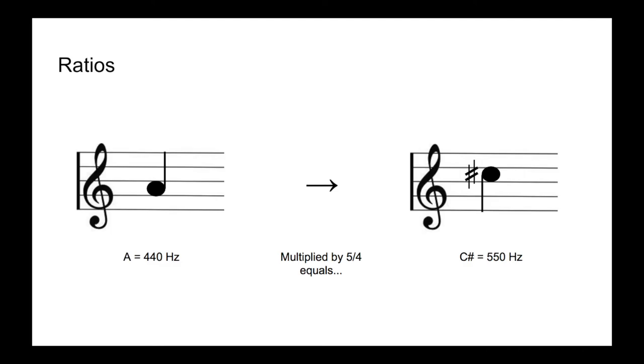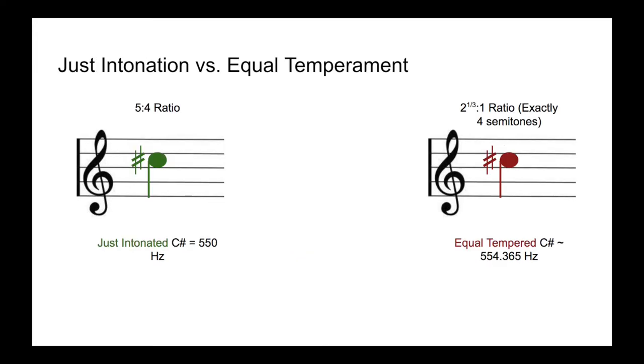Just intonation is a system in which pitch intervals are all nice integer ratios. Let's take a major third as an example. In just intonation, a major third is a 5-4 frequency ratio, using A, or 440 Hz, as an example frequency. We can find the note a major third above it, or 550 Hz. This is what we would call a C sharp.